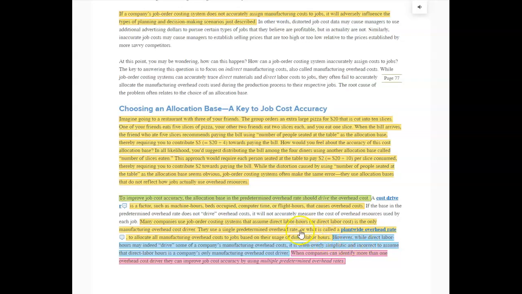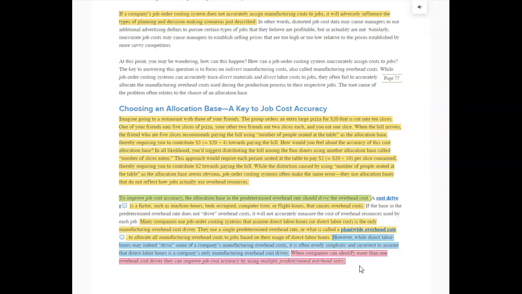So, going back to the allocation base, now direct labor hours might indeed drive some of the overhead cost for certain departments. You might have other departments that maybe should use machine hours or some other kind of allocation base. And also, within a company, if there's more than one overhead cost driver, they need to use different cost drivers, even within a department or in between departments, to come up with a multiple predetermined overhead rate system.